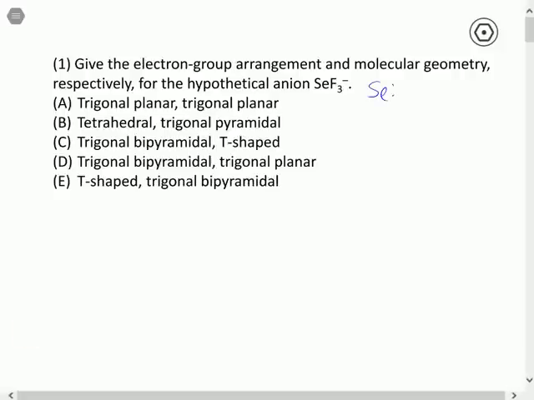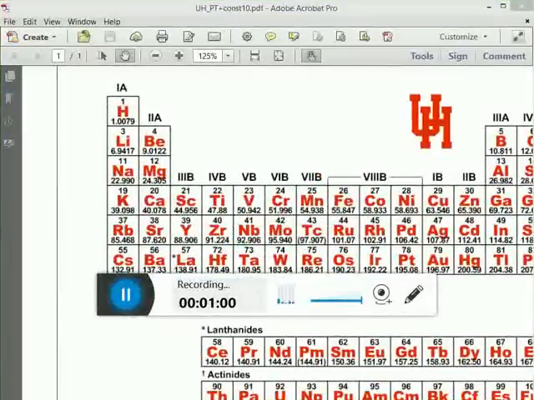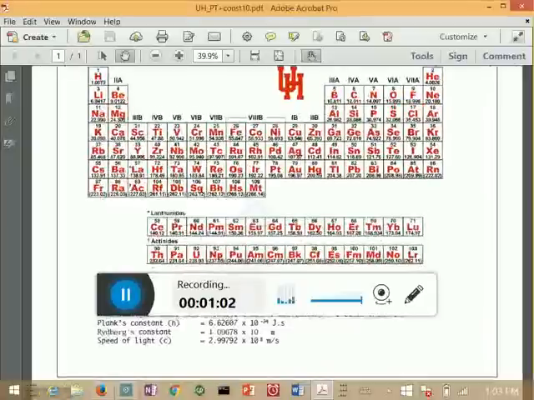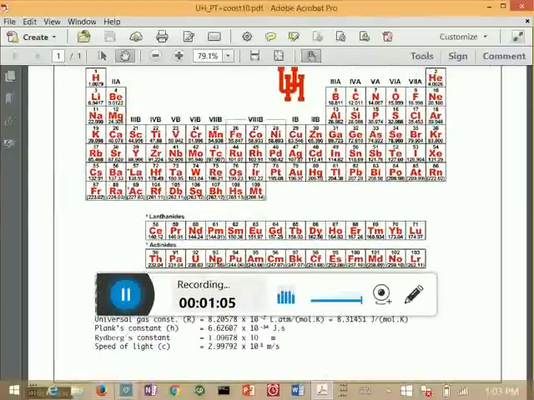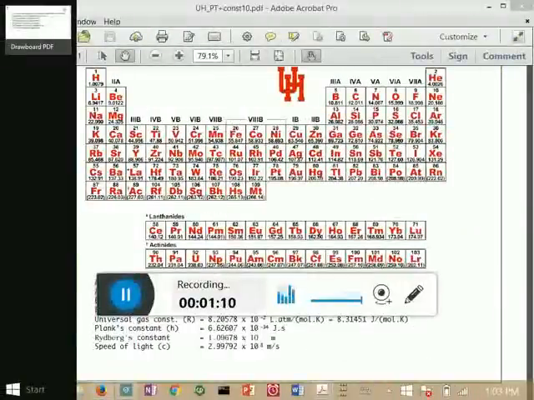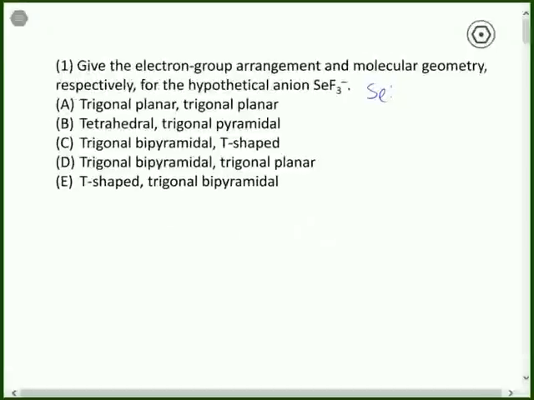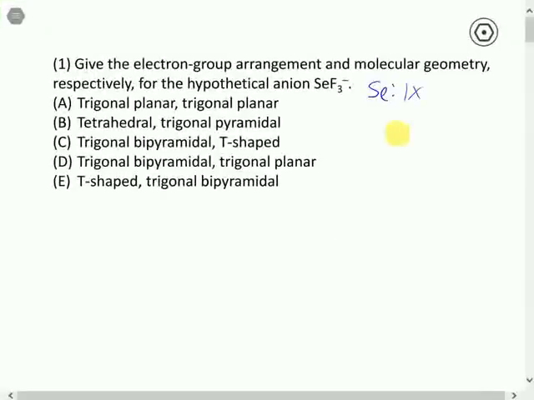So if we go to the periodic table, all right, so we have selenium is in group 6A. It's in the oxygen column, so it has 6 valence electrons. And then fluorine, which is the other one, is in group 7, so it has 7 valence electrons. So we have one of those with 6 electrons. For fluorine, we have 3 with 7 electrons each. And then we can't forget about our overall charge, which is -1 in this case. So we have another 1 electron there.